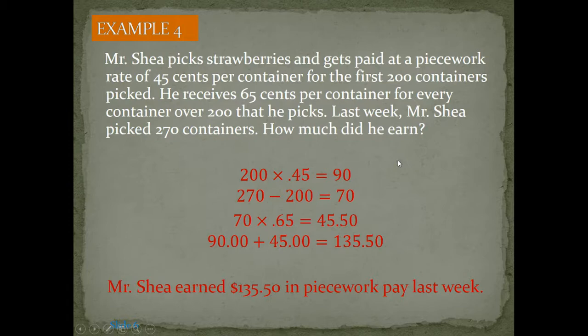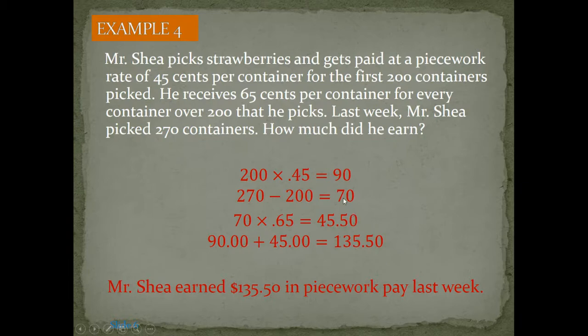So for the first 200 that he picked, he received 45 cents, so he got his $90 for that. With the 270, we're going to subtract 200 from it because we want to know that he picked an extra 70 containers. And for those extra 70 containers, he gets his 65 cents. So he made an extra $45.50 for picking the 70 more containers of strawberries.